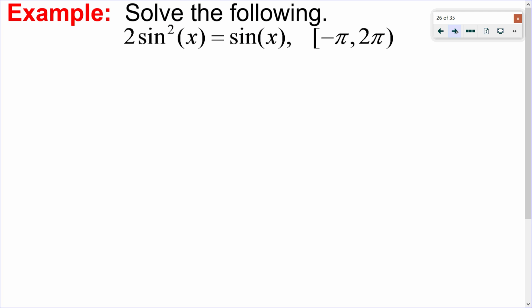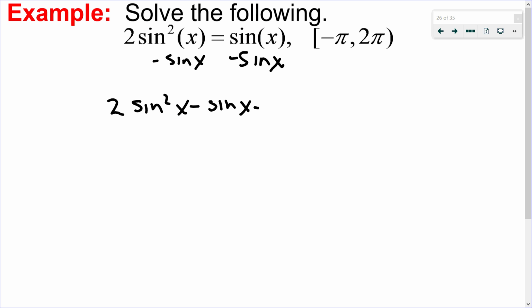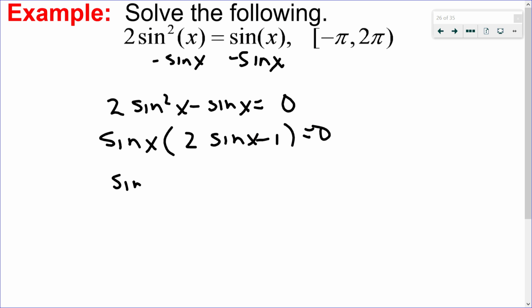Okay, this question here, I want to solve it by setting it equal to 0 first. So I will subtract sin x from both sides. With quadratics, we always set it to 0. Now I'm going to factor out my GCF of sin x, and then set each factor equal to 0.